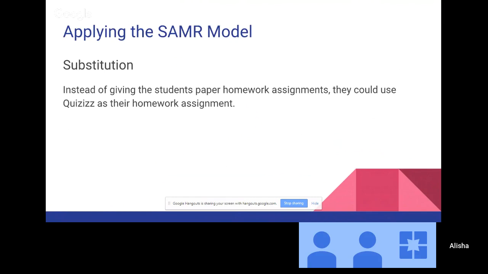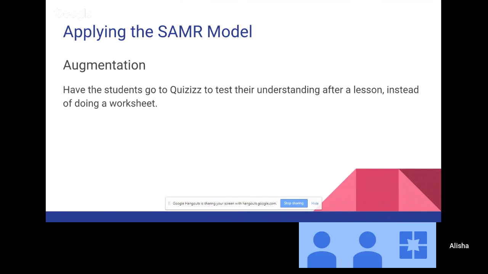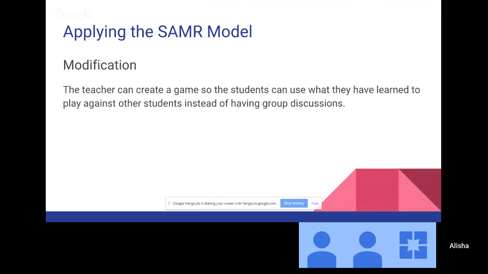With applying the SAMR model for substitution, instead of giving students paper homework assignments, they can use quizzes as their homework assignments, and it's way easier to turn in and keep track of. For augmentation, have the students go to quizzes to test their understanding after a lesson instead of doing a worksheet. For modification, the teacher can create a game so that the students can use what they have learned to play against other students instead of having a group discussion.